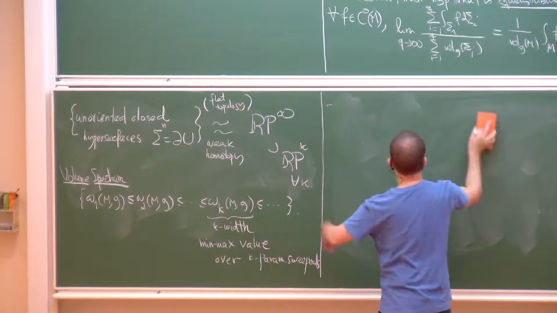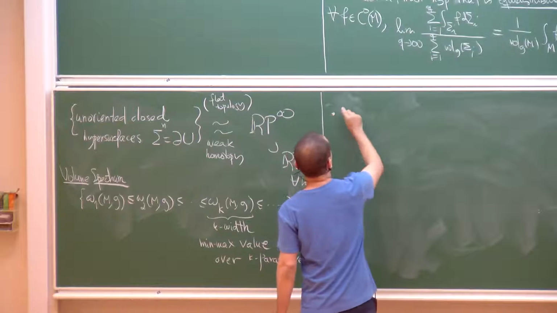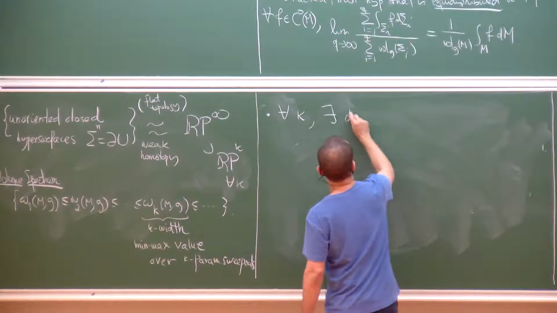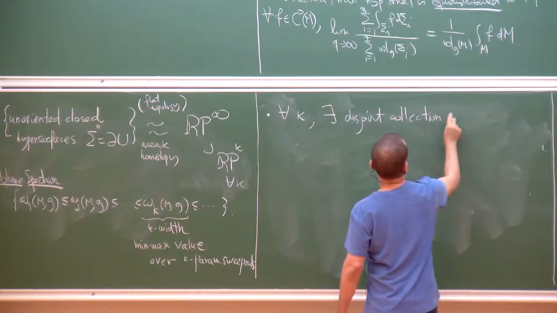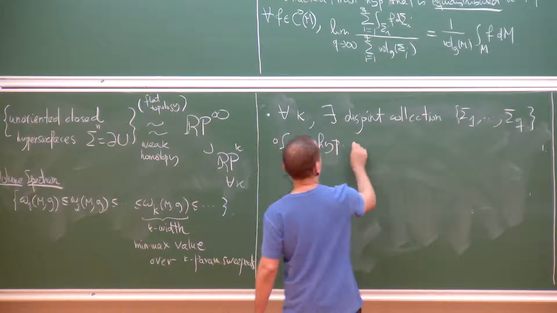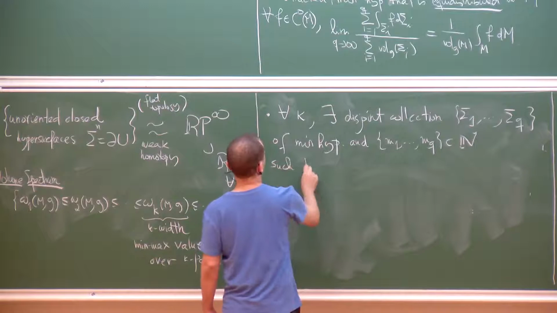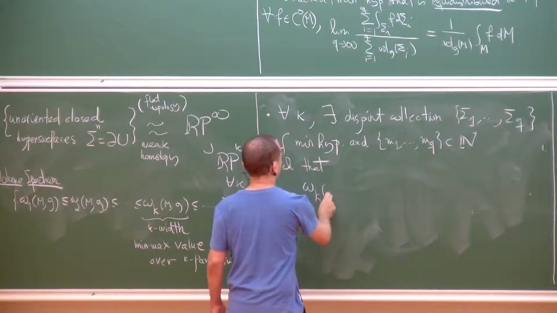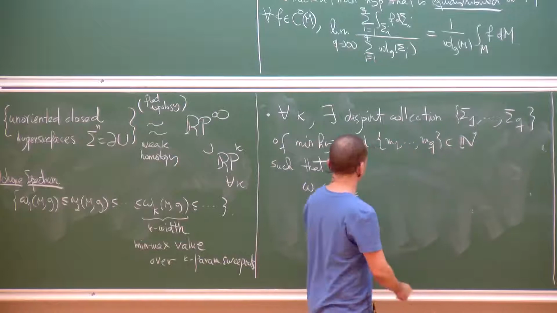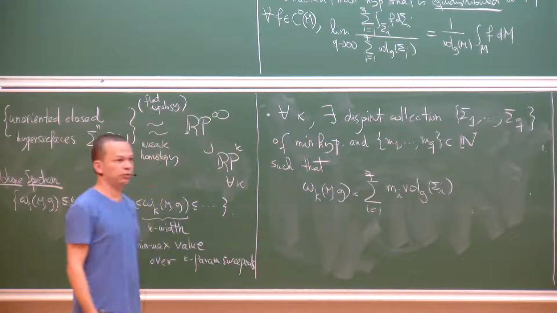So what do we need to know about these numbers? Well, first, that they are actually the area of a minimal hypersurface. So the property that we need is that for each k, I can find a disjoint collection, say sigma 1, through sigma q, of minimal hypersurfaces, and also some positive integers m_i, such that omega k of M, g is actually the sum of the volumes with multiplicity, so the sum of m_i times volume g of sigma i. Okay, so each omega k is really the area of a minimal surface.